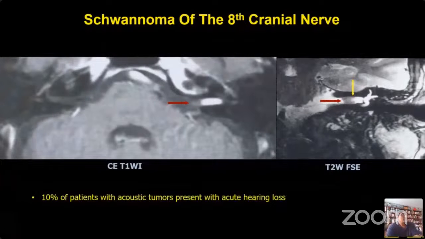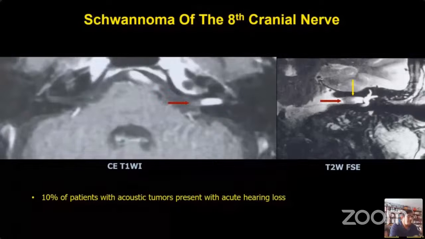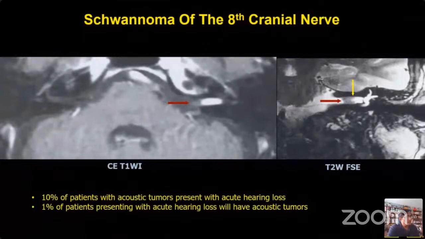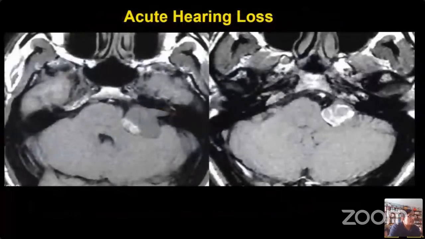Now, as we all know, about 10% of the patients with acoustic tumor will present with acute hearing loss. And these are the patients that we actually analyze and we give them a pathology or not. But if you look at the real incidence, only 1% of the patients who present with acute hearing loss will have acoustic tumor. So 10% of the tumors will present with acute hearing loss, but if you go only by symptom, only 1% of the patients with acute hearing loss will have acoustic tumors. But the only way for them to know is to get an MRI of the brain, and that's where we come into play.